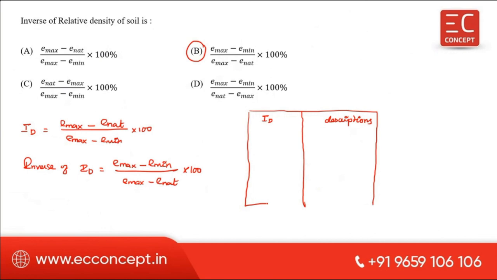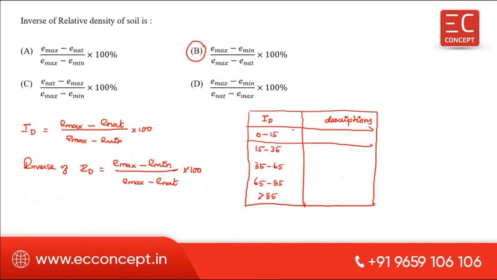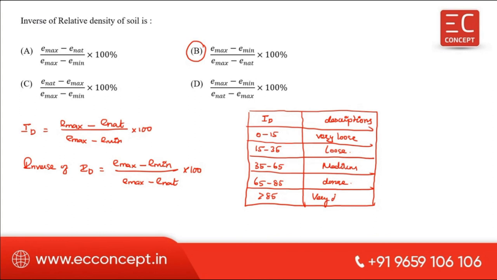See, the density index is 0 to 15, 15 to 35, 35 to 65, 65 to 85, then greater than 85. So 0 to 15, we will call it as description very loose. 15 to 35 we can call it loose. 35 to 65 we can call it medium. 65 to 85 call it dense. Greater than 85 is very dense. So these are some of the descriptions that you have to keep in mind for upcoming examinations. Understood? I hope you understood.